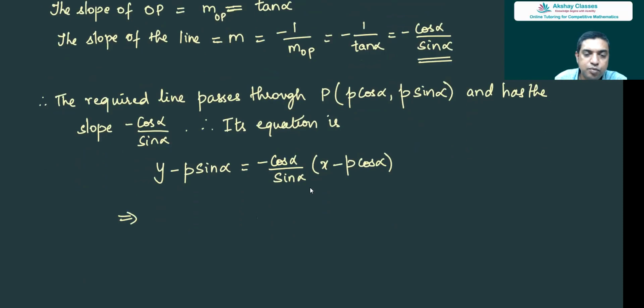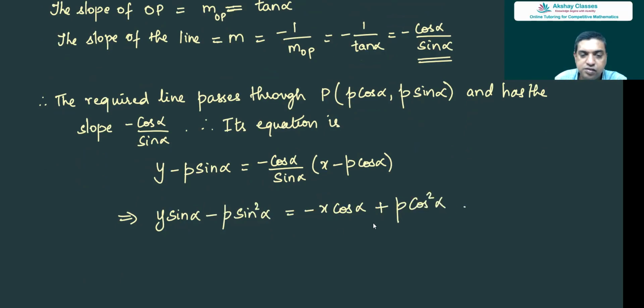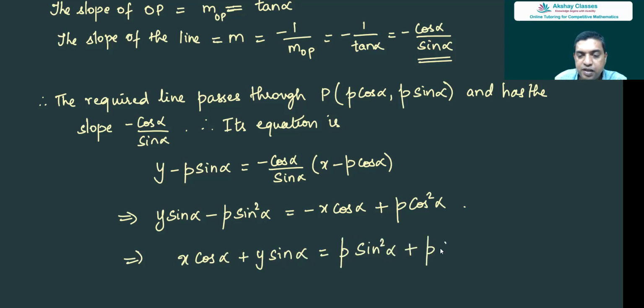So this implies, now you multiply with sine alpha throughout: y sine alpha. Then I'm bringing the sine alpha here. I get y sine alpha equals minus x cos alpha times P sine square alpha plus P cos square alpha. Bring this x to this side, we get x cos alpha plus y sine alpha. Bring this P to the other side, P sine square alpha plus P cos square alpha.